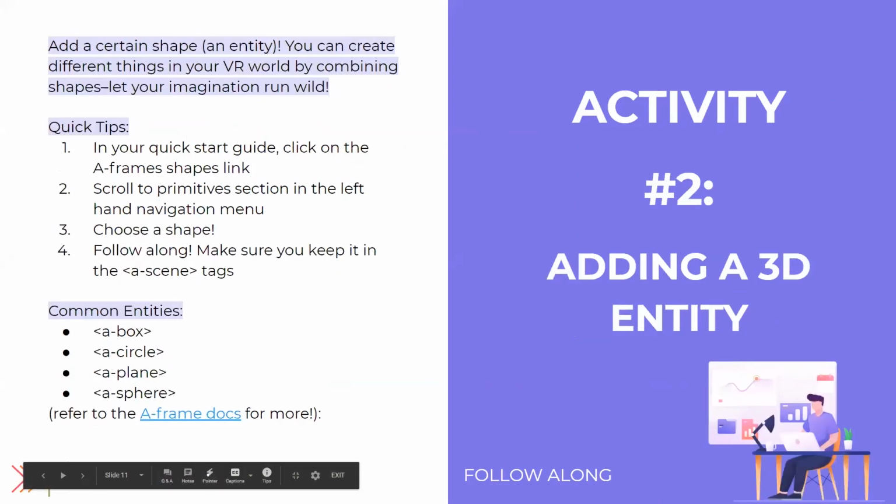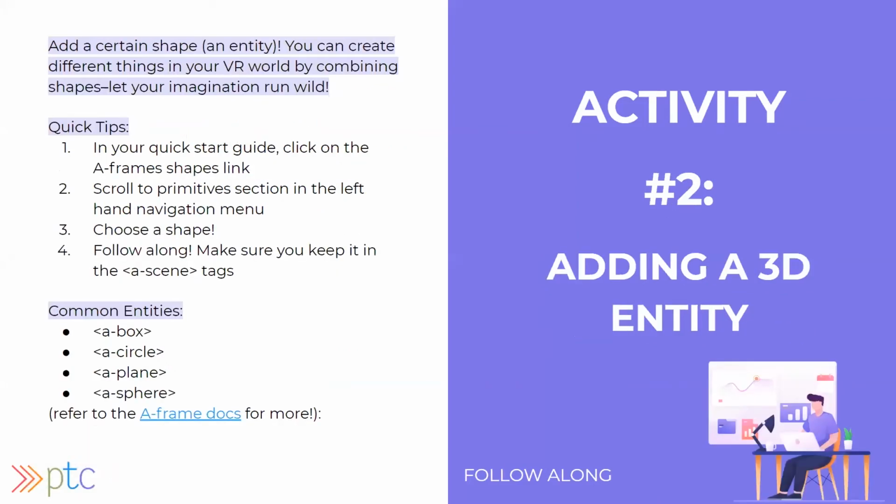So we're going to be adding a 3D entity. This is where you can start making objects that might appear on your vacation. For example, maybe you want to make a 3D beach ball, or an umbrella, or a towel, or a picnic basket.